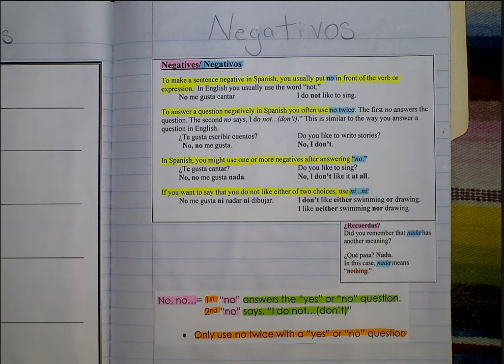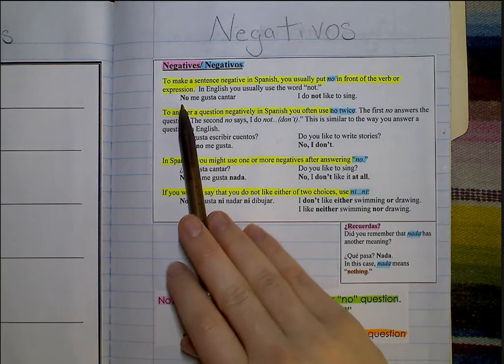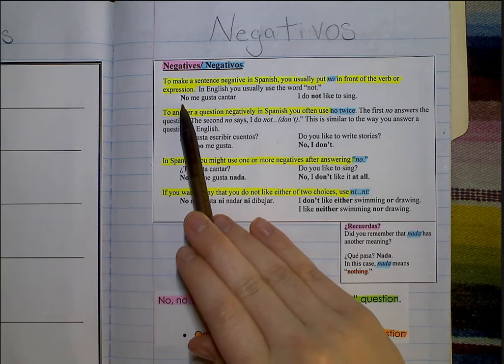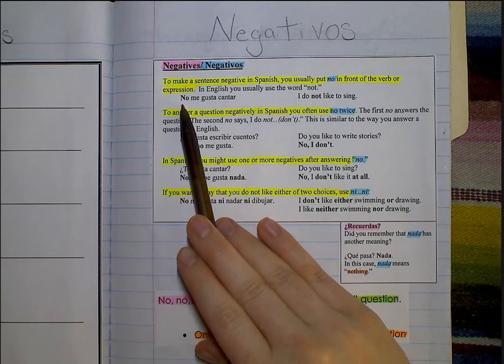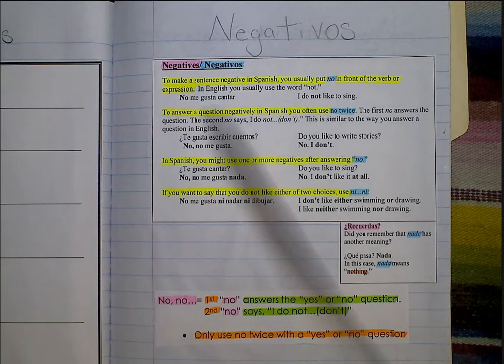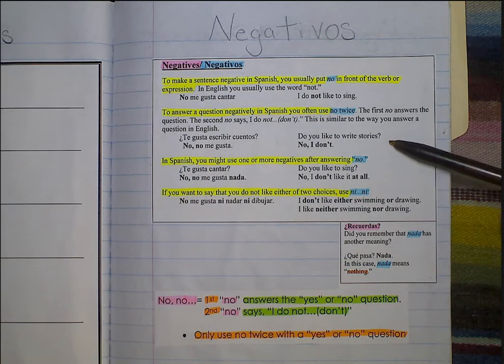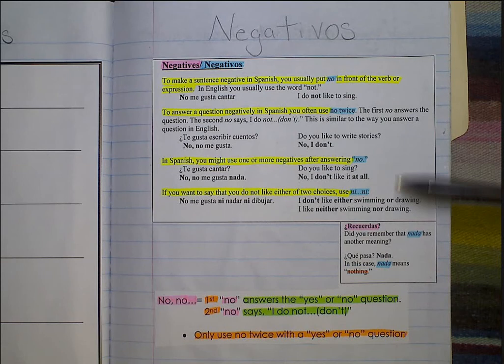Alright, so to review, when you want to make a negative sentence in Spanish, you are going to put the no at the very front. Typically, it comes in front of the verb. Okay, sometimes, in this case, the expression. If you're answering a yes or no question, and it's a negative, so you don't agree with them or you don't like whatever they're talking about, you're going to use no twice.